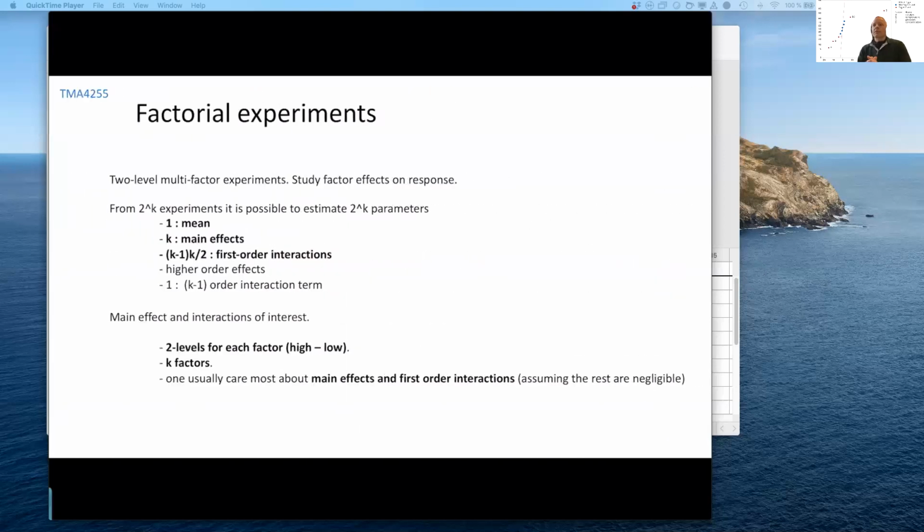So overall, if we have 2 to the power k experiments, say k is 3, then we have 8 experiments. If k is 4, we have 16 experiments. Then from these experiments, we can estimate 16 effects in total, or 8 effects in total if k is 3. So that's one mean, the overall mean. It's k main effects. And then it's a number of first order interaction terms and then higher order terms. And in the end, one term where all factors are interacting. But as I mentioned, we will mainly focus on the main effects and maybe the first order interactions.